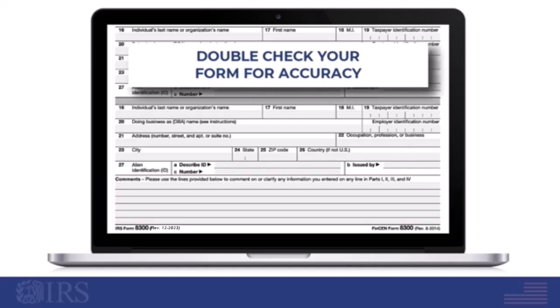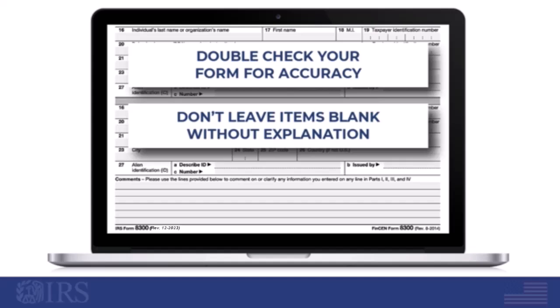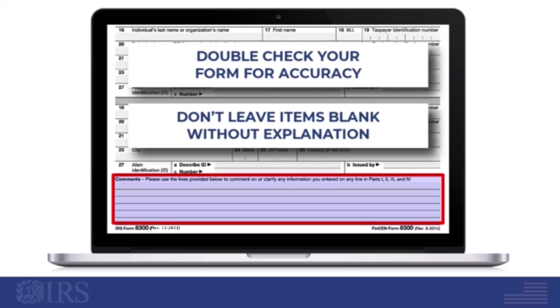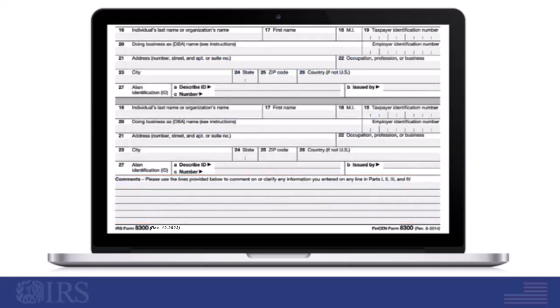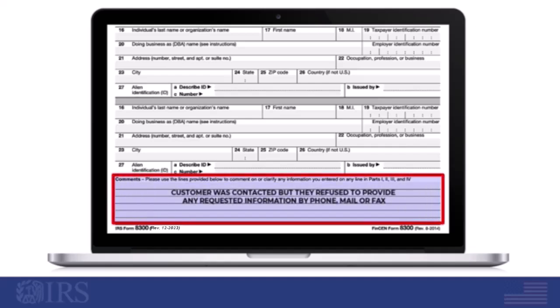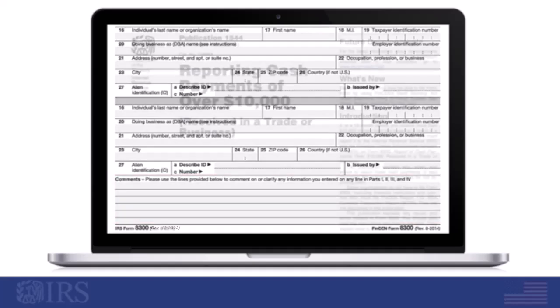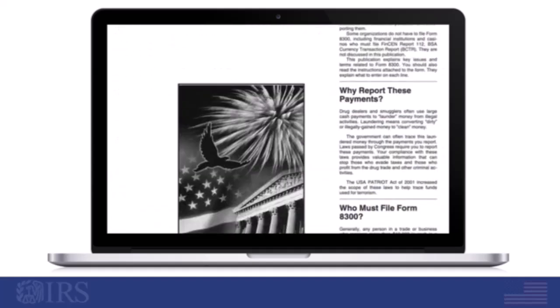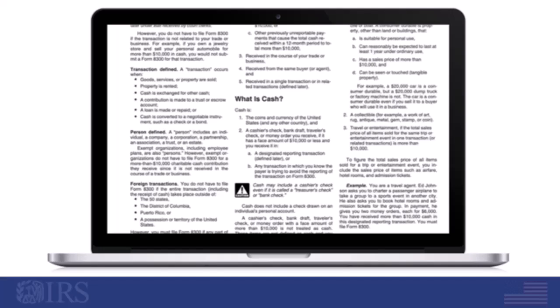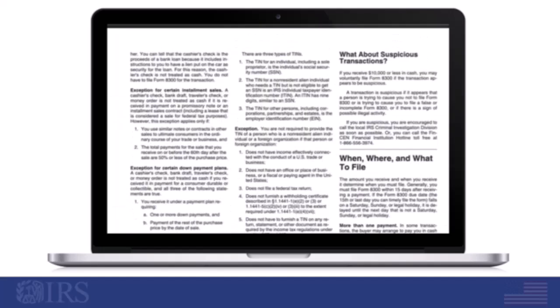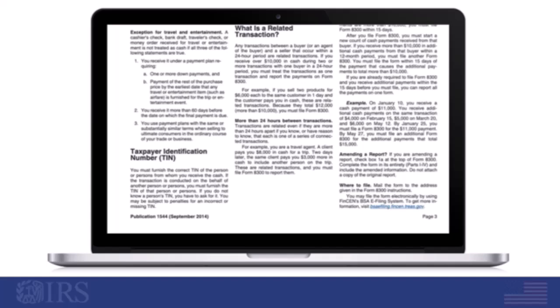Double-check your form for accuracy and completeness. You may be subject to penalties if you leave items blank and not have provided any explanation in the comments section. If you try to get information from your customer and they refuse to give it to you, leave blank and, in the comments section of the form, state that the customer refused and how you tried to obtain the information. For more information about penalties and reporting cash payments on Form 8300, check out publication 1544. It's a great resource.